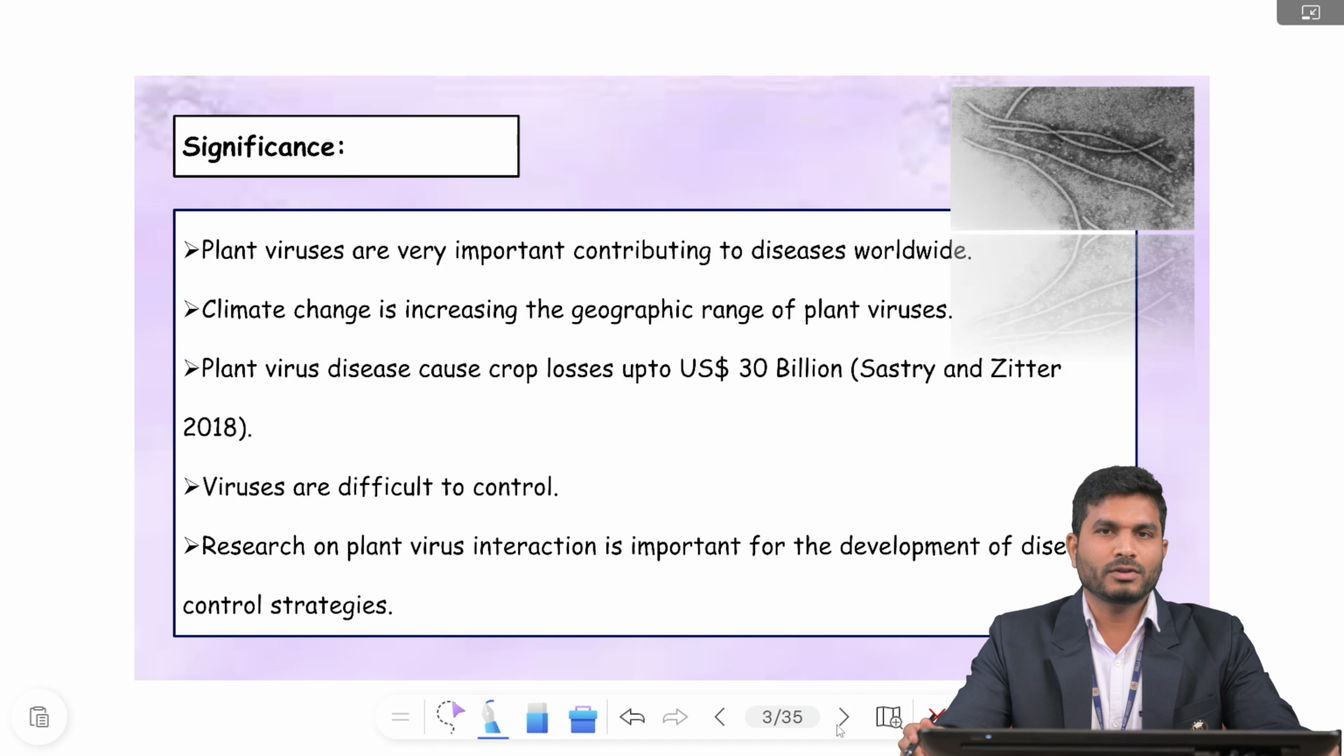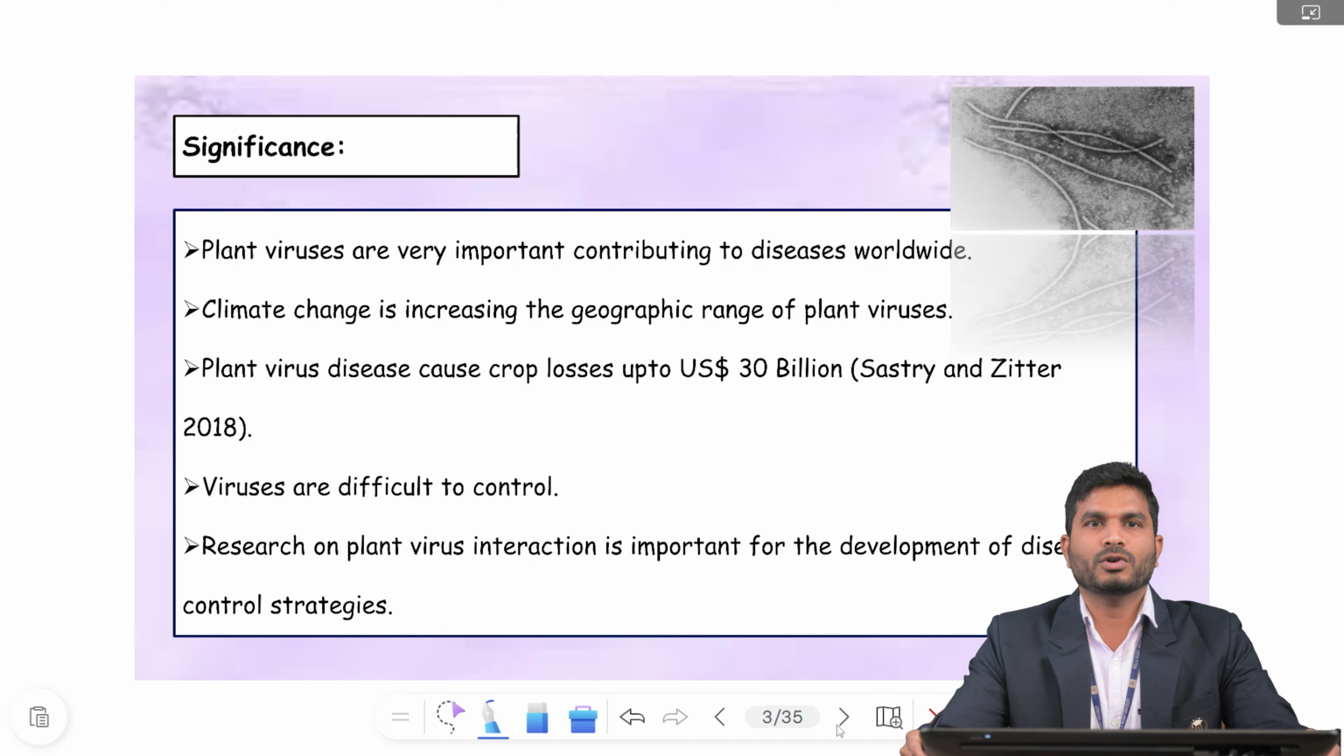Coming to the significance of plant viruses, they are among the most serious plant pathogens globally, responsible for enormous agricultural losses every year. Because of climate change, their geographical ranges are expanding, allowing viruses to infect new crops and previously unaffected regions. Current estimates show that plant virus diseases cause about $30 billion US in crop losses annually, which highlights their economic importance. As the global population grows, our challenge is twofold.